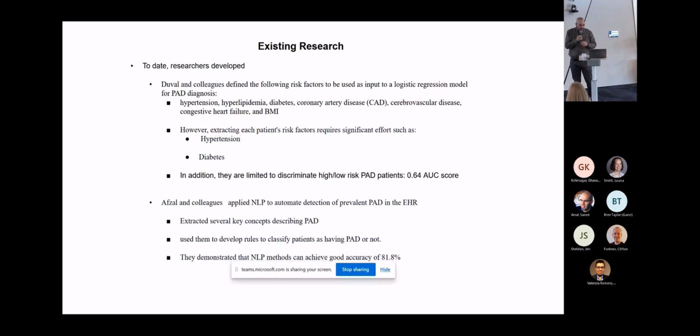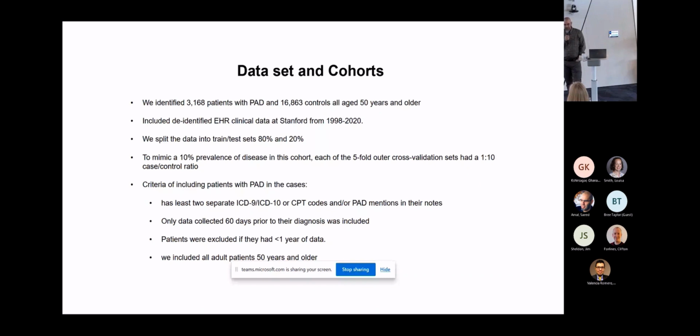For the dataset and cohorts, in terms of cases for PAD we had around 3,000 cases, and for the control we had around 17,000 cases. This data was taken from Stanford electronic health record data from 1998 till 2020. And of course, we split the data 80 to 20%: 80% for training and 20% for the test set.